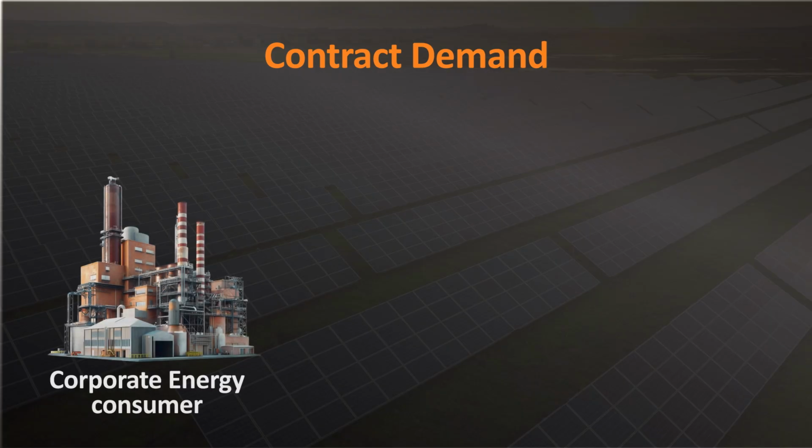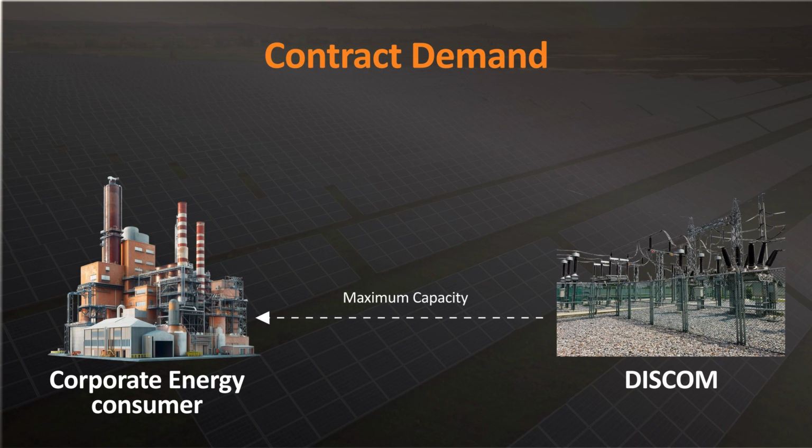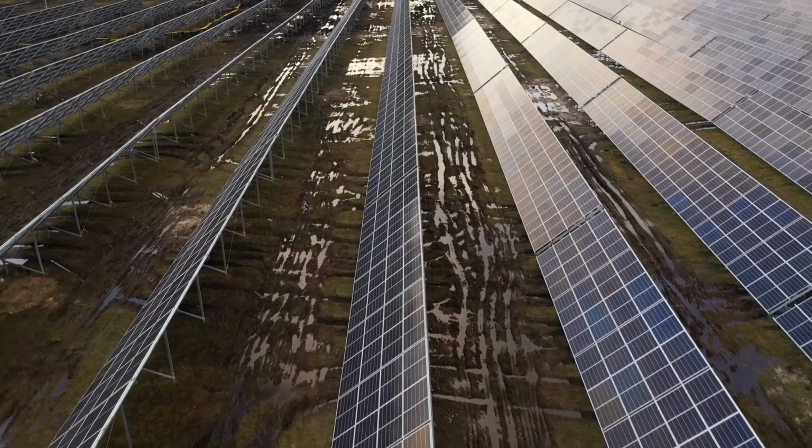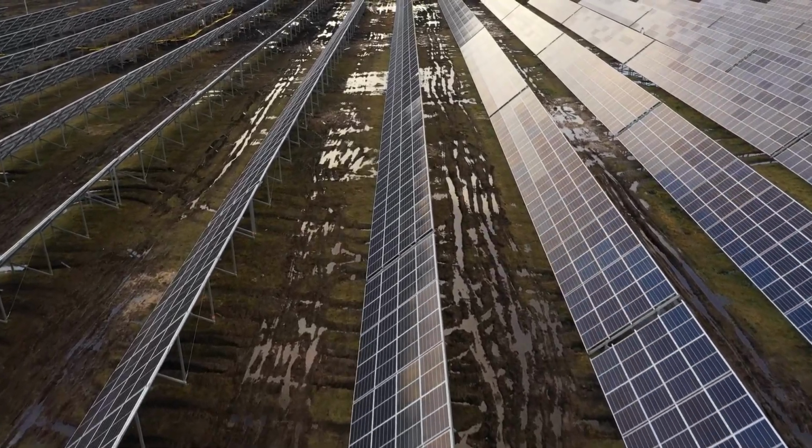Term number 1 is contract demand. Contract demand is the maximum capacity that you take from the DISCOM. Why is it critical? Because in certain states, the open access capacity or the renewable energy capacity that you can take is dependent upon the contract demand. For example, in Rajasthan, you cannot go beyond the contract demand while taking a renewable energy solution. And in states like Tamil Nadu, there is no restriction on the contract demand.